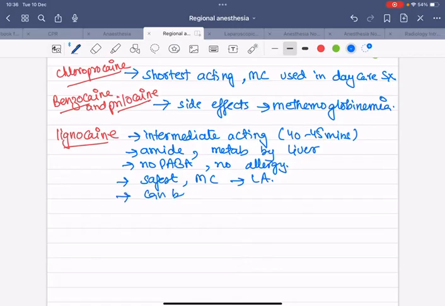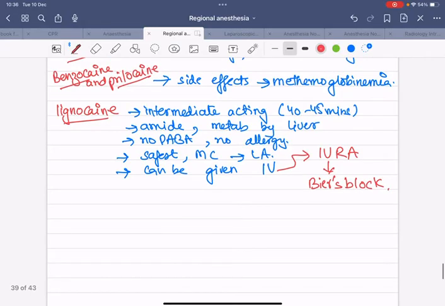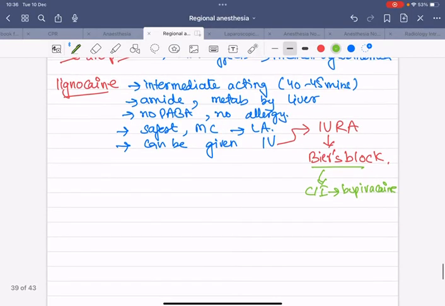It can be given intravenously. So when you give it intravenously, it is known as intravenous regional anesthesia, and this is known as Bier's block. So please remember, in Bier's block, I can give local anesthetic drug in the form of what? Lignocaine. Okay, but very important MCQ, in Bier's block, contraindicated is bupivacaine. So bupivacaine is contraindicated in Bier's block.